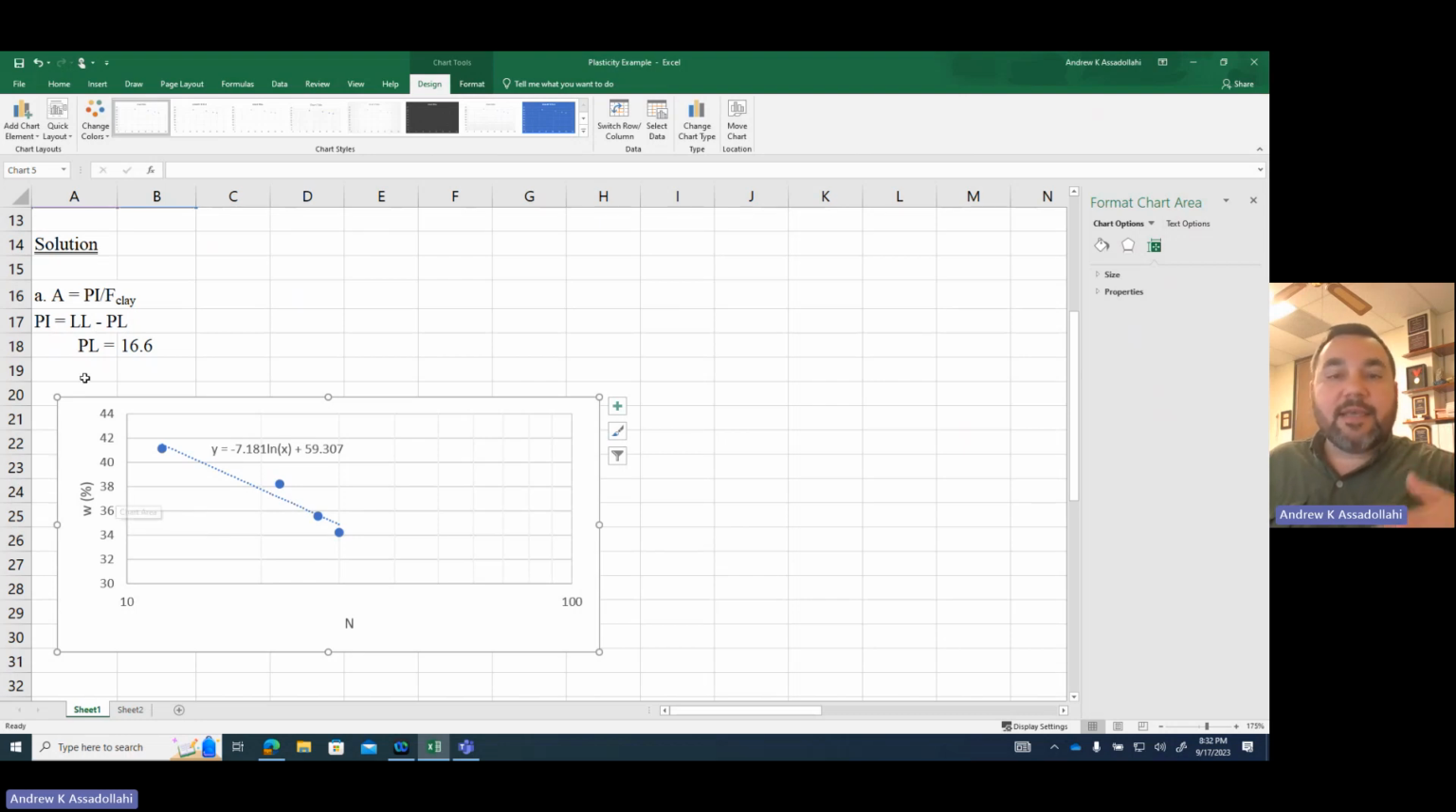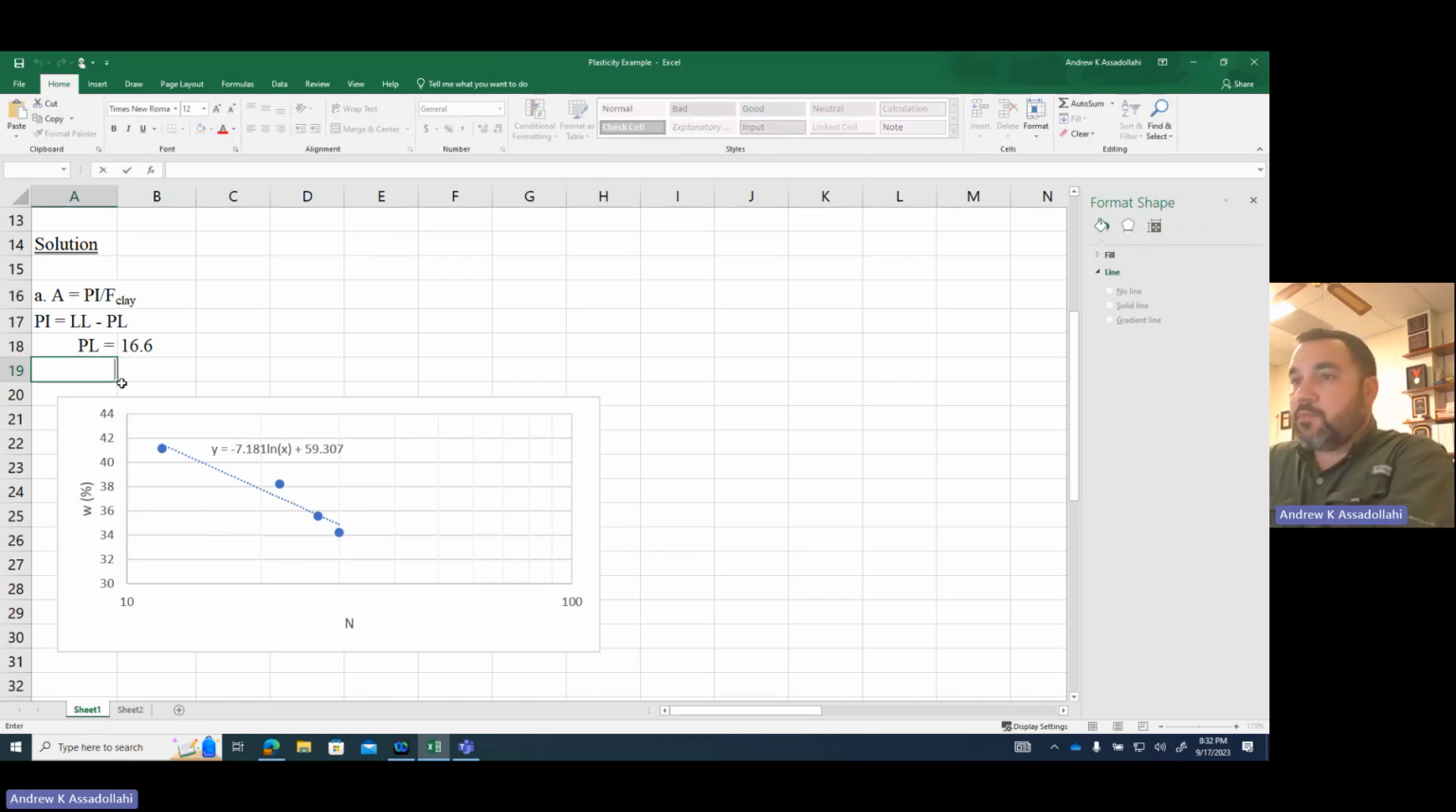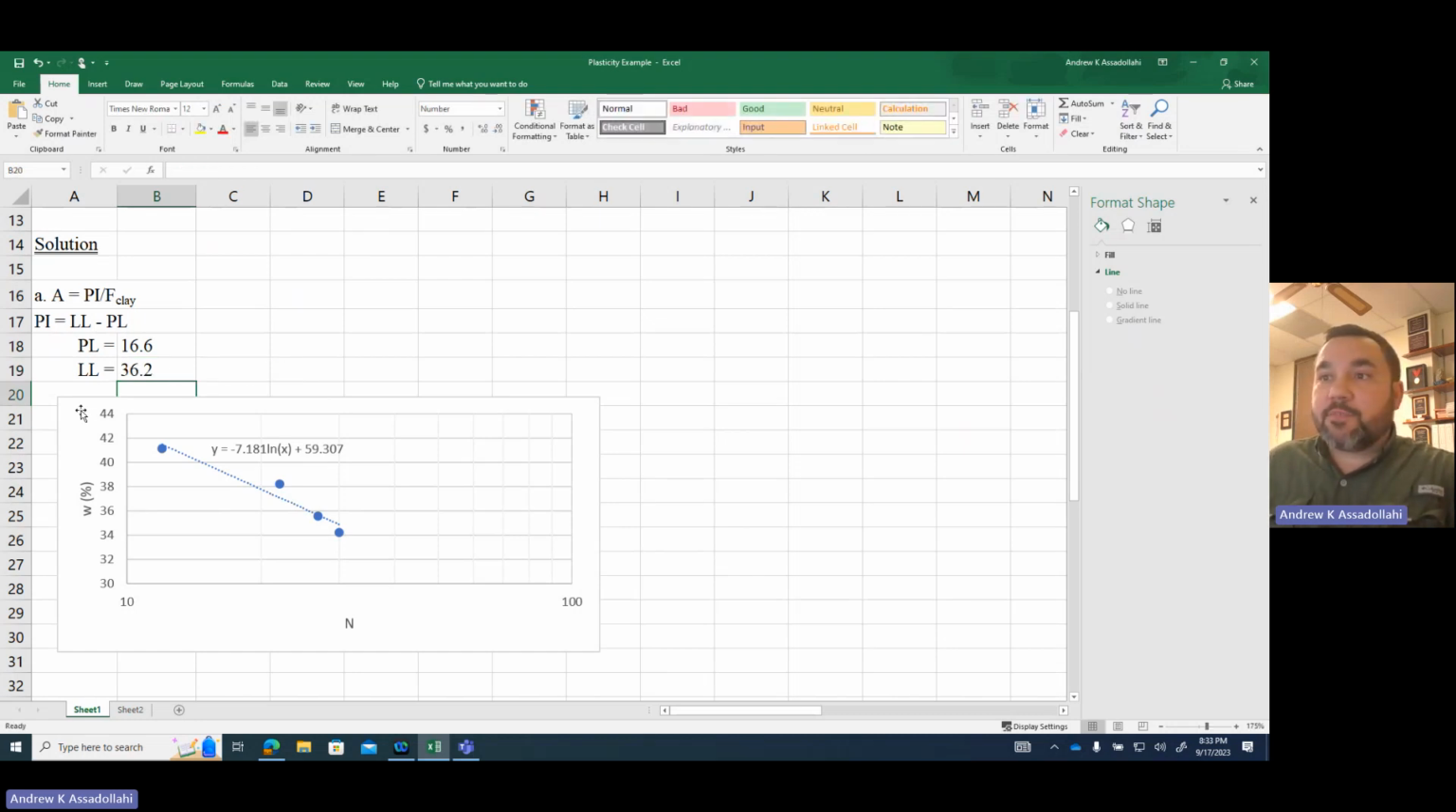But because I have this data and I have it in Excel, I'm going to do this more mathematical approach where I'm going to say liquid limit equals, and I'm going to input this trend line equation into this cell. So that's going to be negative 7.181 multiplied by the natural log of what? Well, 25 blows, because we're looking for the moisture content at 25 blows, which is the liquid limit when you are using a flow curve like we are. And then I'm going to say plus 59.307. And there's my liquid limit, 36.2.